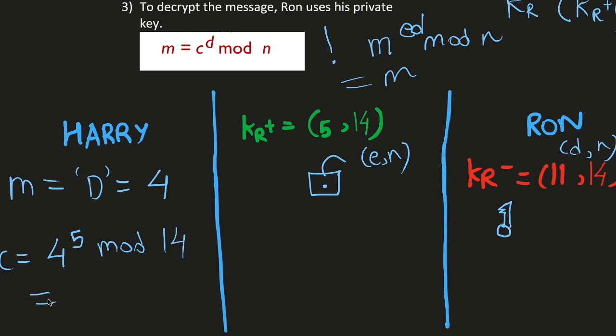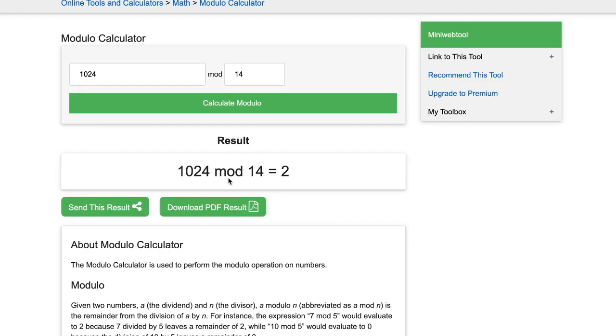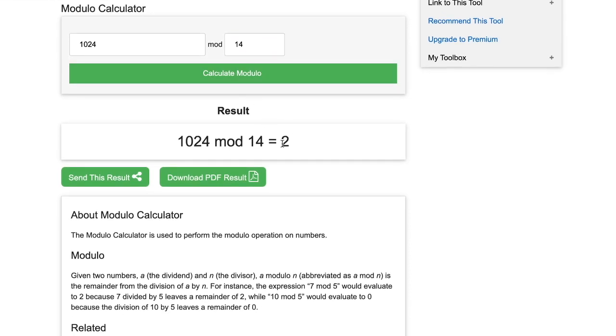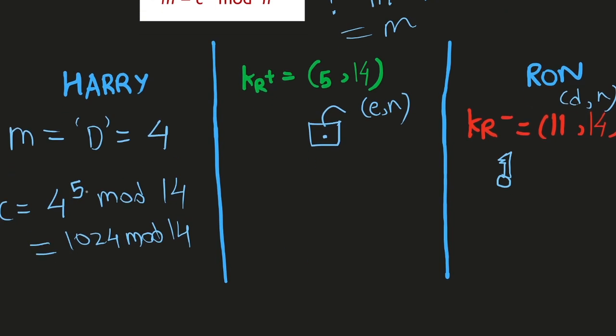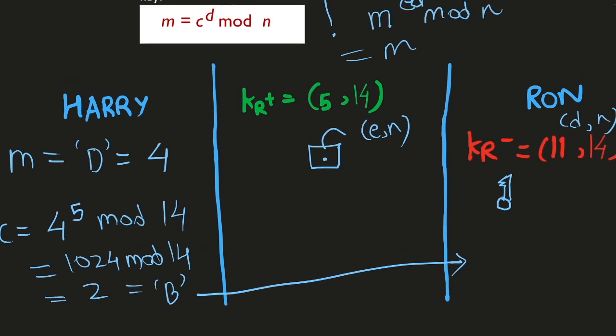And what will this be? What is 4 to the power 5? 4 to the power 5 is 1024. What is 1024 mod 14? 1024 mod 14 is basically 2. So 1024 mod 14 is 2, and 2 is the second letter of the alphabet, which is B, which is what I'll be sending Ron. So even if Malfoy finds out the letter B, there's no way he'll be able to decode that I'm actually sending the letter D to Ron.